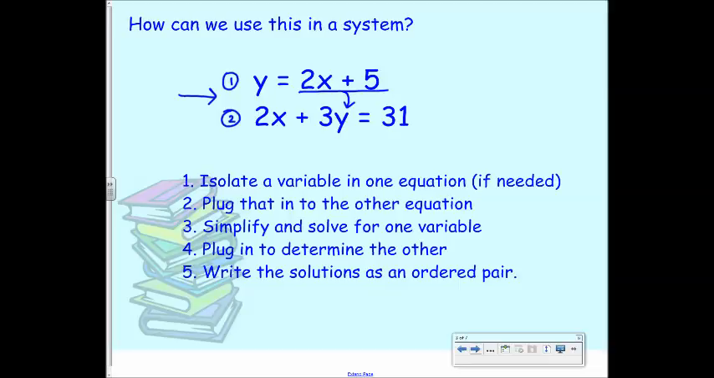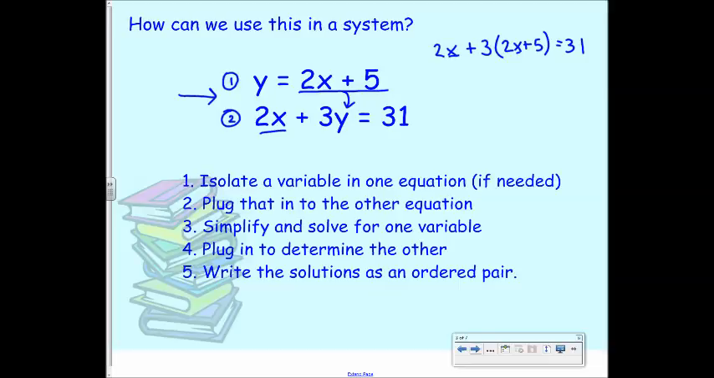I still have 2x plus 3, but instead of writing y, I'm going to write 2x plus 5. However, since I have to write all that, 2x plus 5, I can't just slap it in there. I have to put it in there inside parentheses because it's its own expression. 2x plus 5 equals 31. And now I've only got one variable. I've got an x here and an x here. But I can deal with that because I can combine like terms, I can simplify. We all know how to do this.